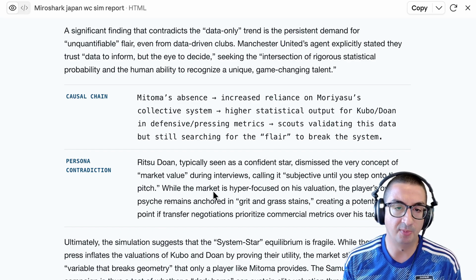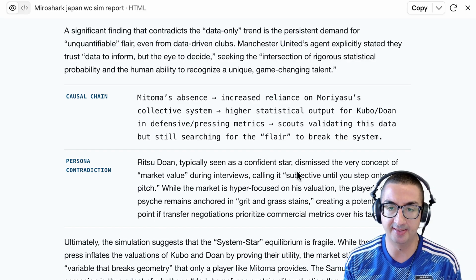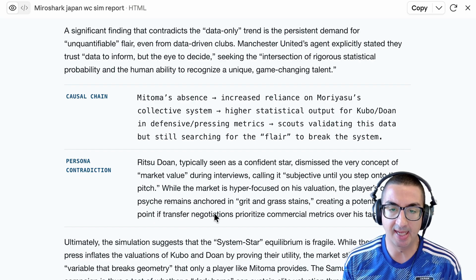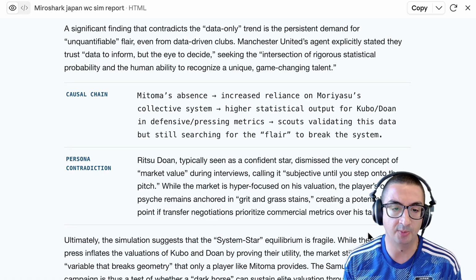Persona contradiction: Ritsu Doan, typically seen as a confident star, dismissed the very concept of market value during interviews, calling it subjective until you step onto the pitch. While the market is hyper-focused on his valuation, the player's own psyche remains anchored in grit and grass stains, creating a potential friction point if transfer negotiations prioritize commercial metrics over his tactical role.